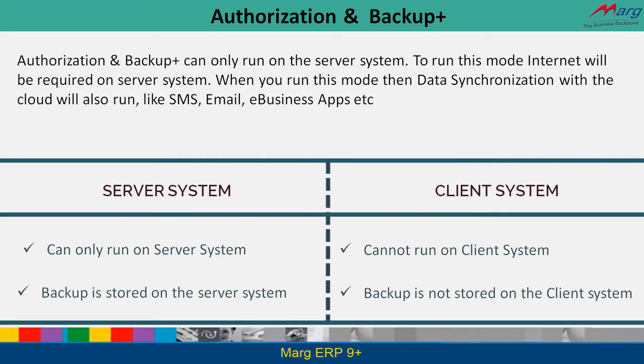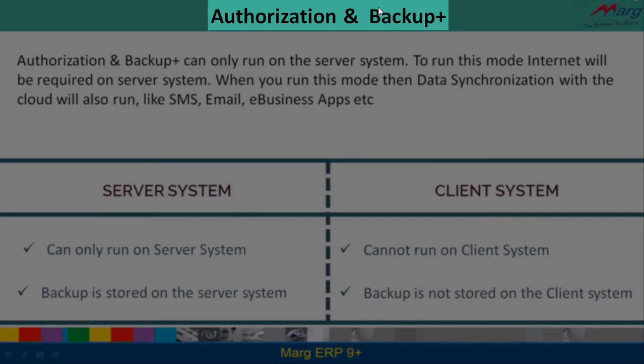Firstly, let's understand what authorization and backup plus is. Authorization and backup plus can only run on the server system. When you run this mode, then data synchronization with the cloud will also run, like SMS, email, e-business apps, etc. Means authorization and backup plus does the task of data synchronization, like sending email, SMS, etc., means sending data from the software to the internet and receiving data from the internet. So when you run authorization and backup plus, your exception code gets authorized and then your software can also take backup and do the task of data synchronization.